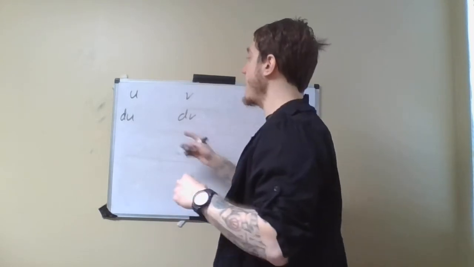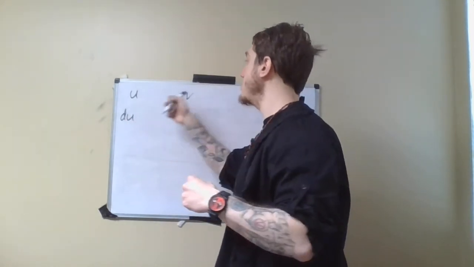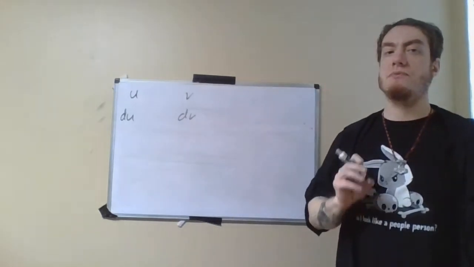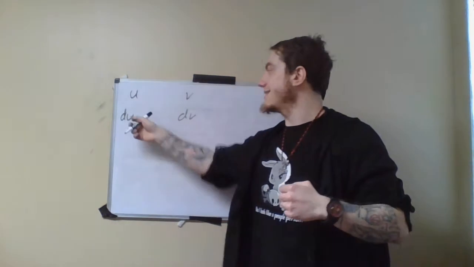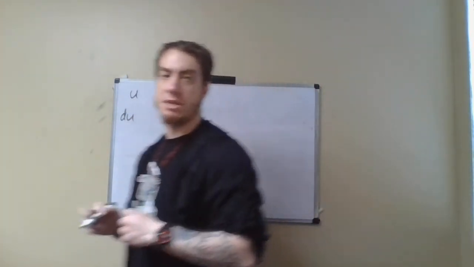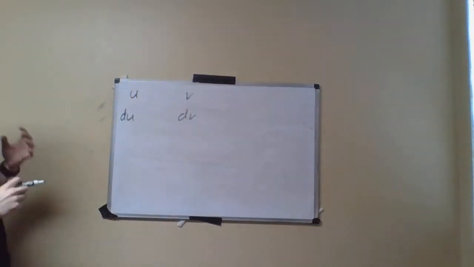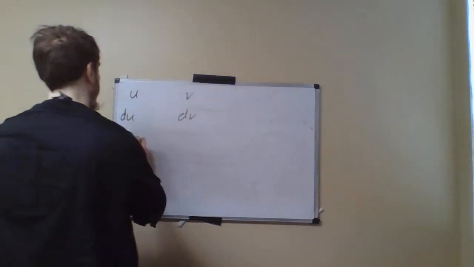And then from that, you're going to find your du and your v, but we need to be able to find those in a reasonably simple manner. You want to pick something where it's going to get simpler. That's really the key.